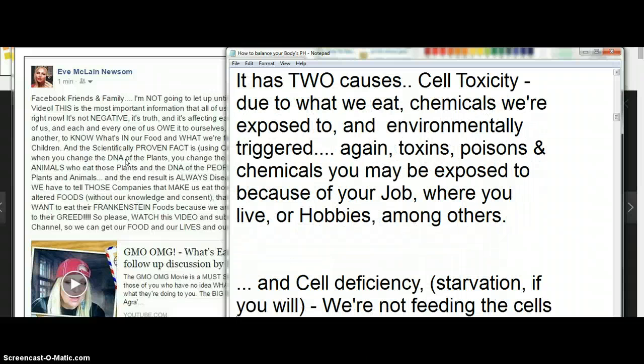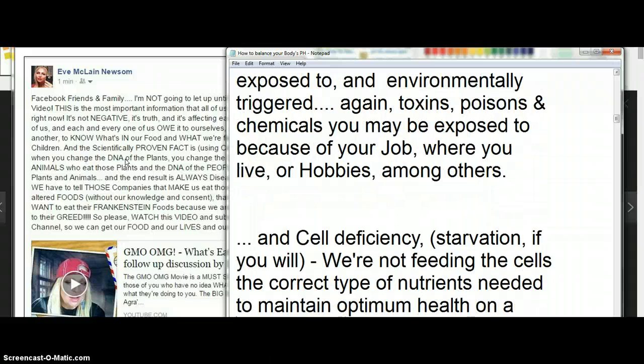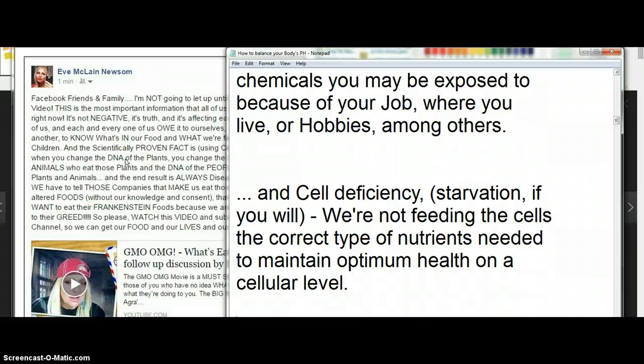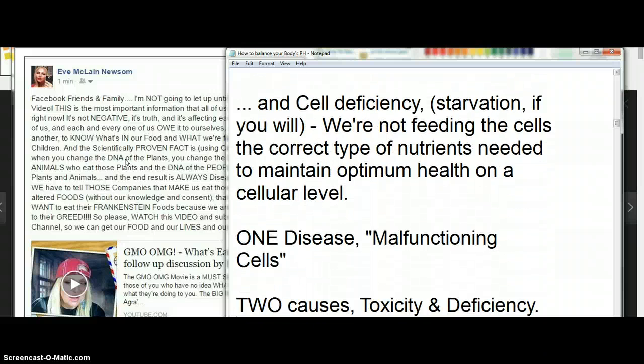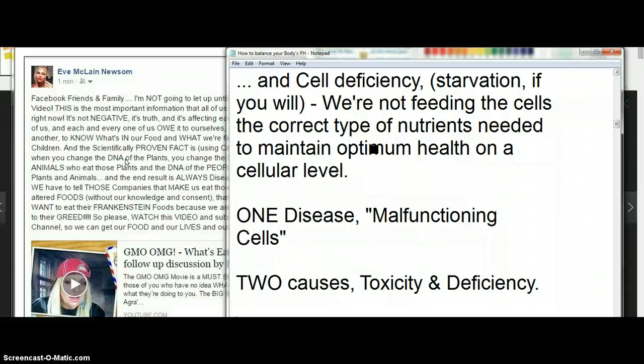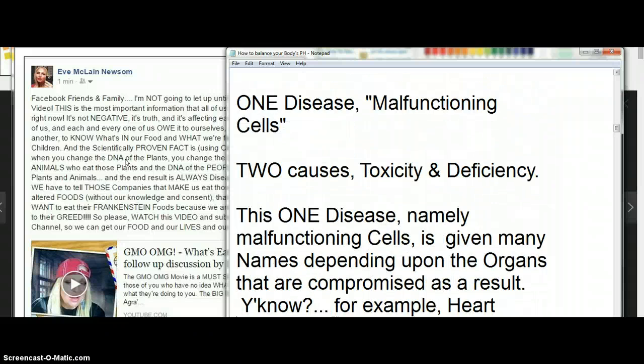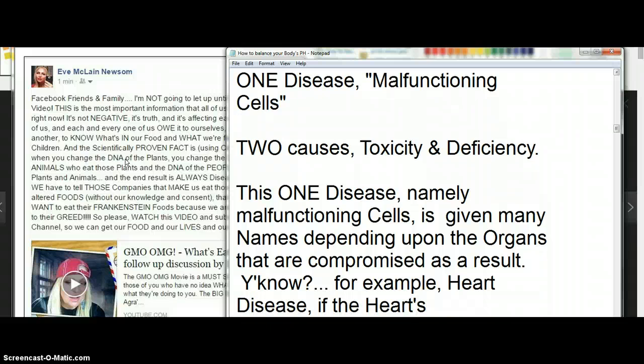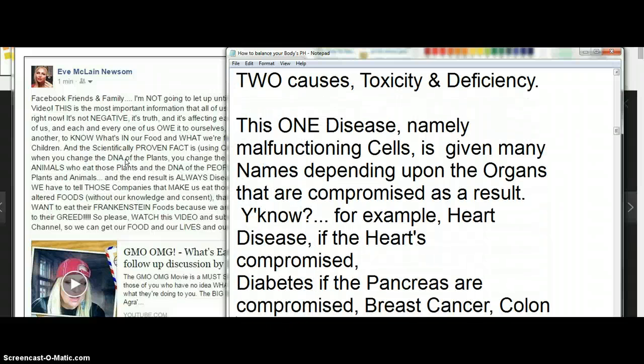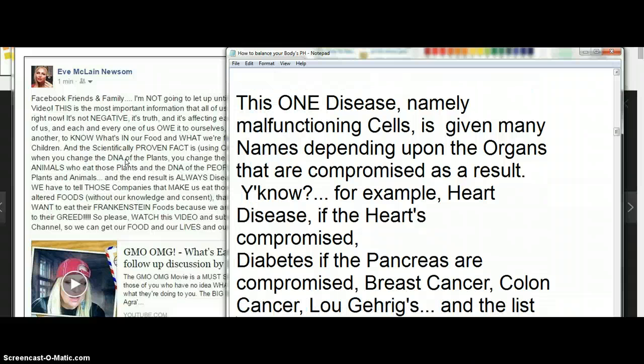It has two causes, cell toxicity, due to what we eat, chemicals we're exposed to, and environmentally triggered. Again, toxins, poisons, and chemicals you may be exposed to because of your job, where you live, hobbies, among others, and cell deficiency. Starvation, if you will. We're not feeding the cells the correct type of nutrients needed to maintain optimum health on a cellular level. So basically, one disease, malfunctioning cells, two causes, toxicity and deficiency.